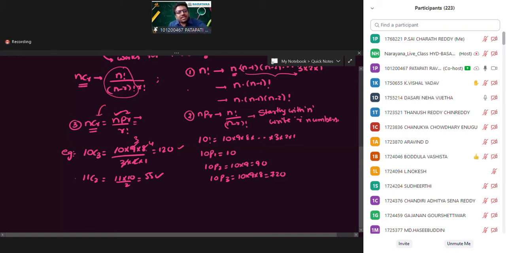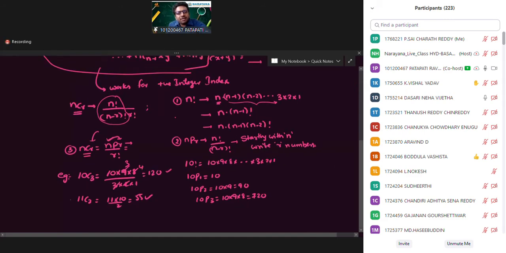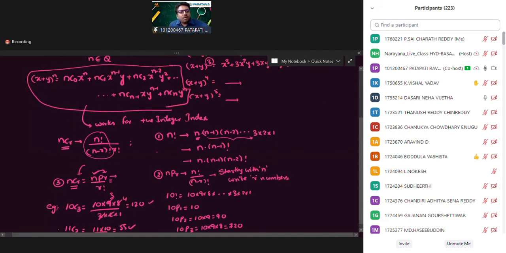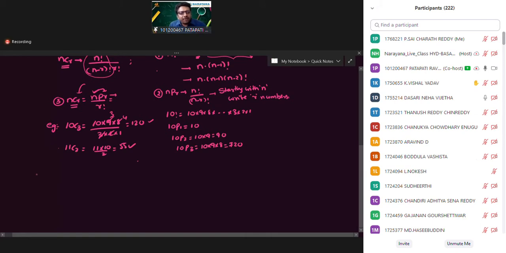And once you understand nCr, let us try to understand this formula. What is the formula? (x plus y) whole power n is equal to, what is it? nC0 x power n. That's the first term. Okay. The first term contains complete x to the power n. And as you go forward, the power of x decreases by 1 unit and the power of y increases by 1 unit. Do you understand? Yes, sir.